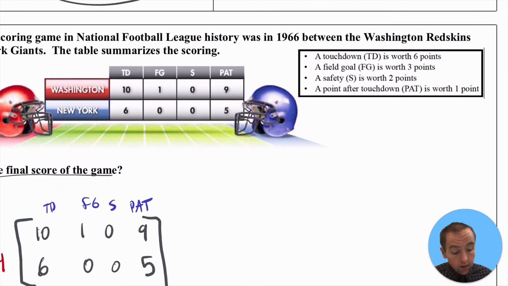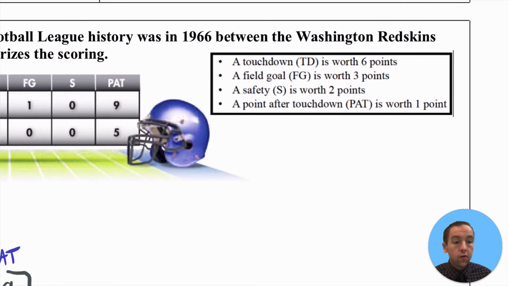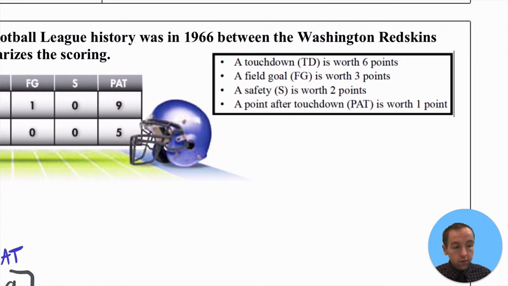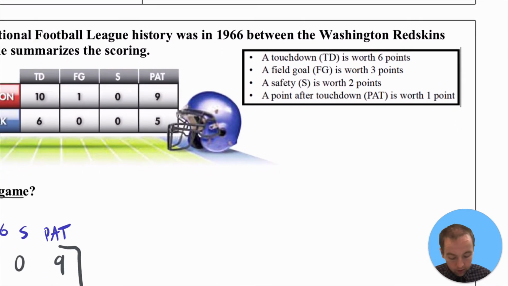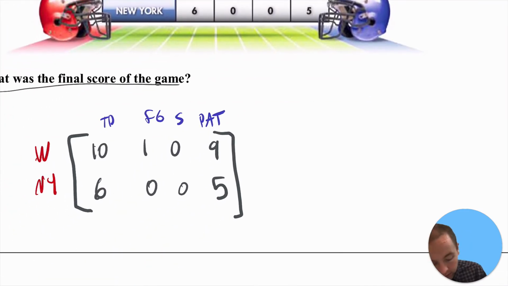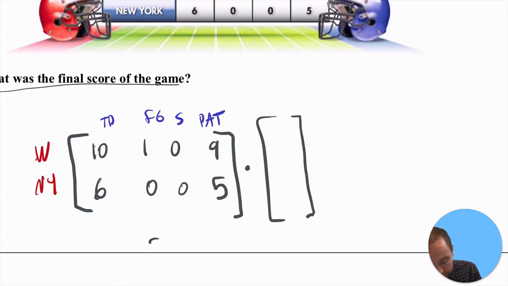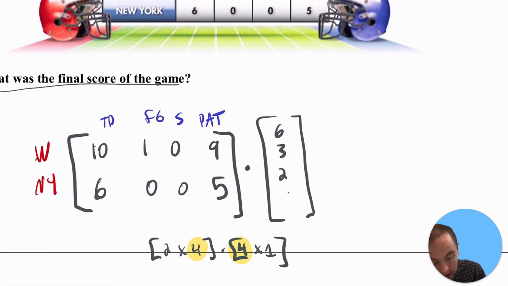I've summarized that in this little box up here: a touchdown is worth 6, a field goal is worth 3, a safety is worth 2, and the extra point is worth 1. So I'm going to want to multiply by another matrix. If the first matrix is a 2x4 matrix, then because you need the two middle numbers to be the same, this has to be a 4. So we need 4 rows. And we'll have just one column, because we just need 6 points, 3 points, 2 points, and 1 point.